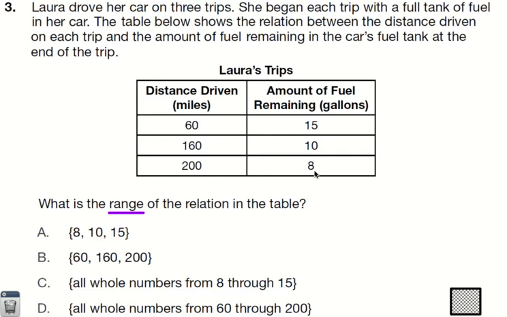So 15, 10, and 8 in order would be A. That's all it is. Range is all of the y values, all of these values, all the output. Column number 2, in other words.